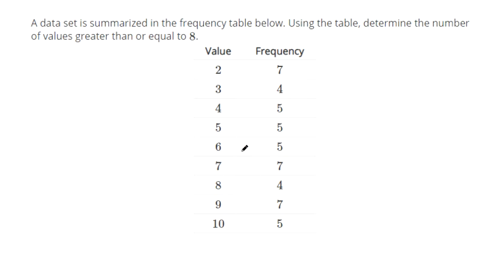Got a frequency table, and we're supposed to use it to determine the number of values greater than or equal to 8. So they're talking about the value. How many values did we get that were greater or equal to 8? Well, there were 4 8s because it has a frequency of 4. So there's 4 that are equal to 8. That's one that meets the criteria of being equal to 8.